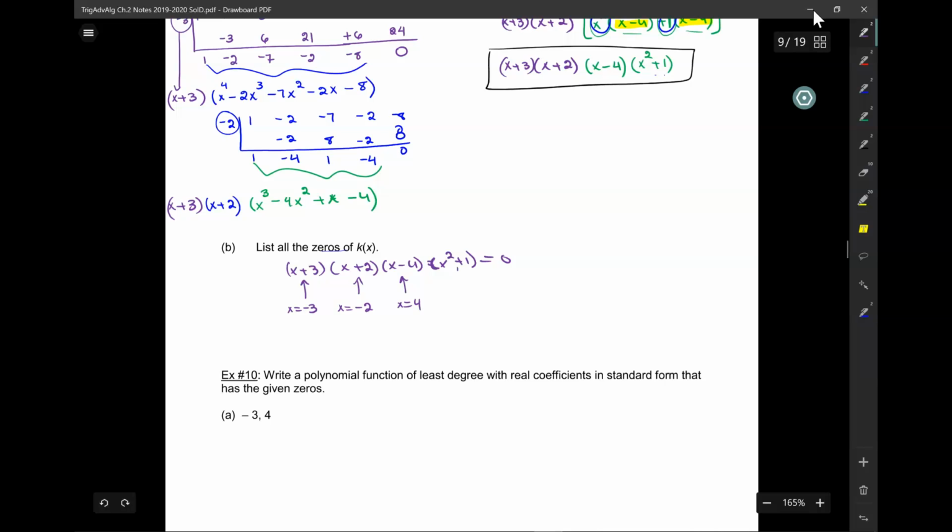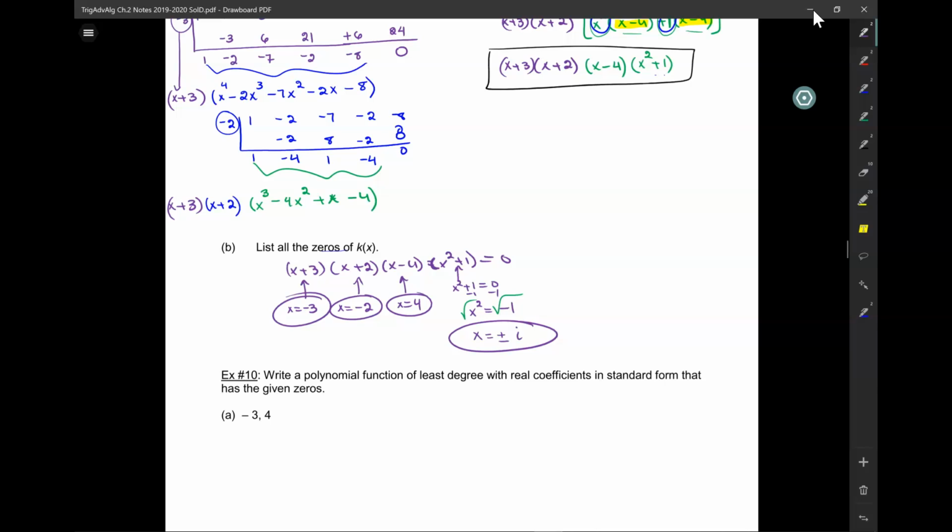However, this, I have to do a little bit more work when I set it equal to 0. I subtract 1. And now I need to take a square root. So x is plus or minus the square root of negative 1, which is i. Okay, so now how many answers do I have? 1, 2, 3, 4, 5.